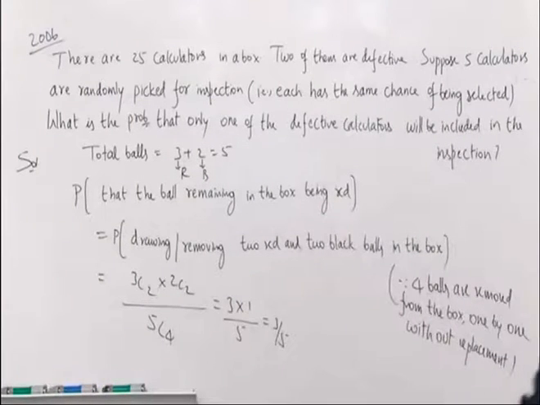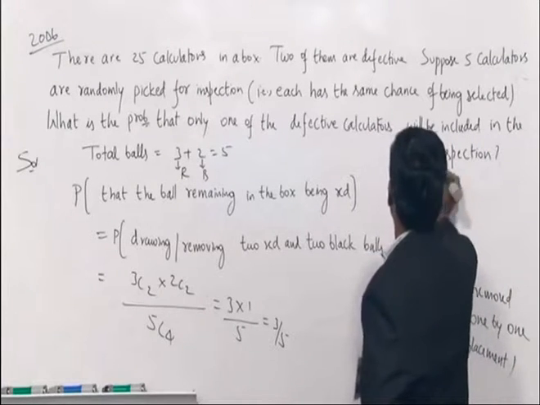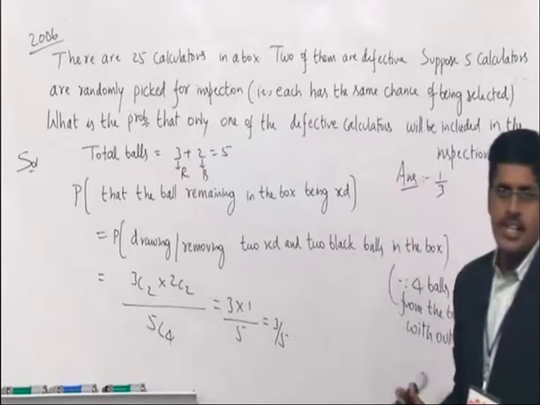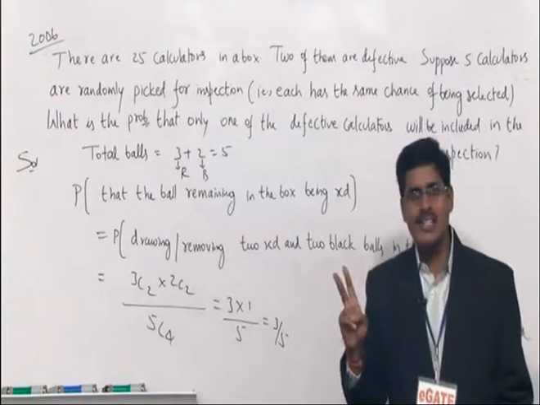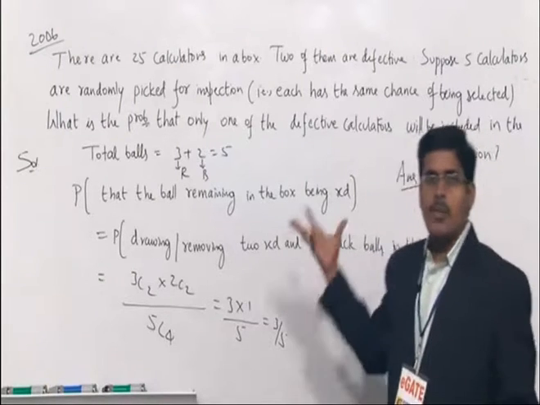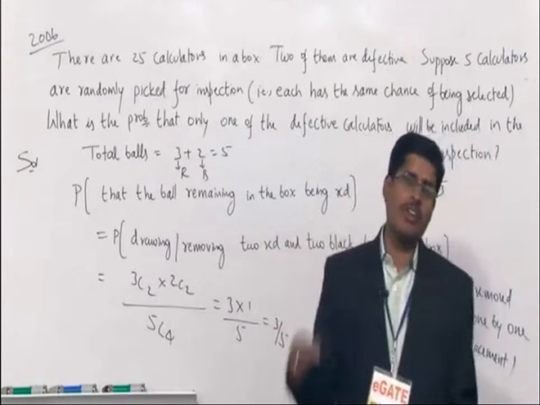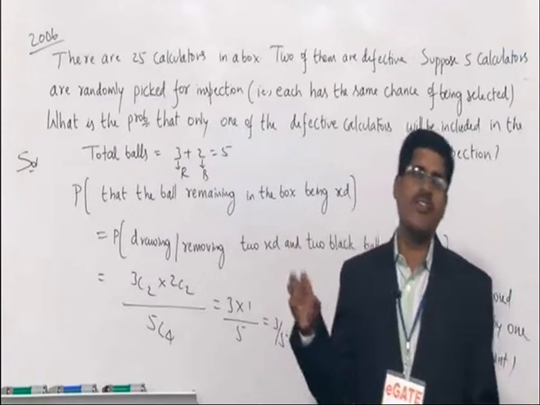So for this you try it. I am giving the answer for this problem, 1/3. I am giving the hint: 25 calculators. 2 calculators are defective. Automatically the remaining 23 are non-defective. Okay. But how many calculators are randomly inspected? 5 calculators. So 5 calculators from 25 calculators can be selected in 25C5 ways.